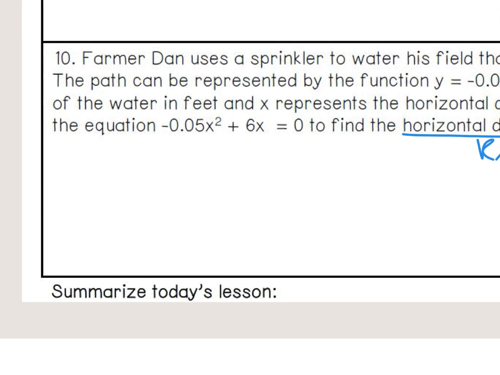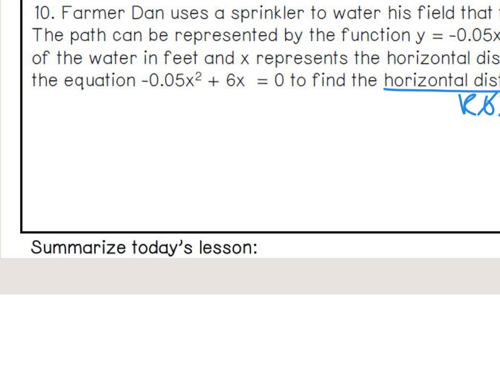What do you notice on this one? Is there a GCF? There's not? Yes, there is. What is it? I'm going to tell you it's actually negative 0.05x. So when you do that, you're left with x minus 120. Okay, if you did a GCF on 0.05 and 6, it's going to tell you 0.05. And then when you divide 6 by 0.05, you get 120.